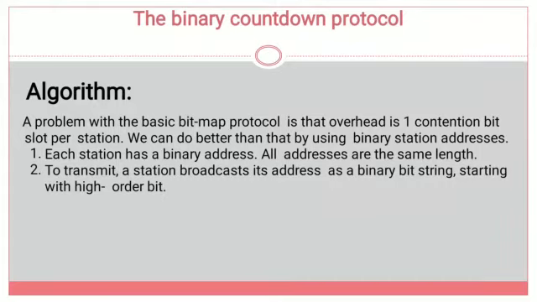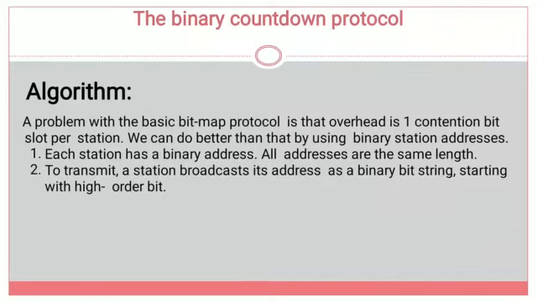In the case of the bitmap method, if a station wants to transmit a packet, it simply sets its bit to the value 1. That means it is broadcasting a message of 1 to all the other stations, so that the stations will understand which stations want to transmit a packet. Then the remaining stations will be in the waiting state. But here, to transmit a data packet, the station broadcasts its address as a binary bit string.